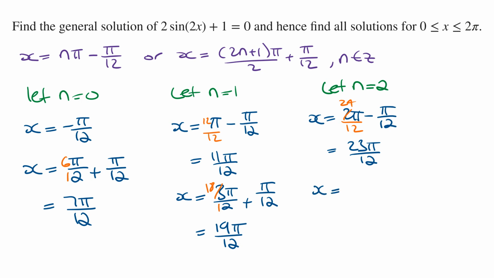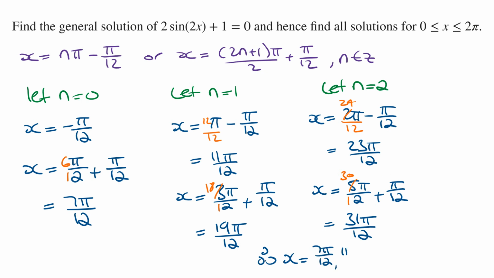And then subbing n is equal to 2 into the second rule, we're going to get 2 times 2, which is 4. 4 plus 1 is 5, and so this is going to be 5 pi on 2 plus pi on 12. And so simplifying this is going to be 12. This is going to become 30. And so this is going to become 31 pi on 12. And this is going to be larger than 2 pi, and so we can't include this in the solution. And so therefore, our solutions are going to be x is equal to 7 pi on 12, 11 pi on 12, 19 pi on 12, and 23 pi on 12.